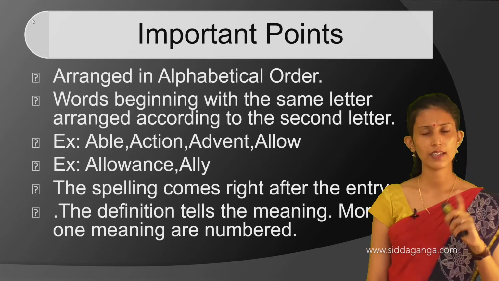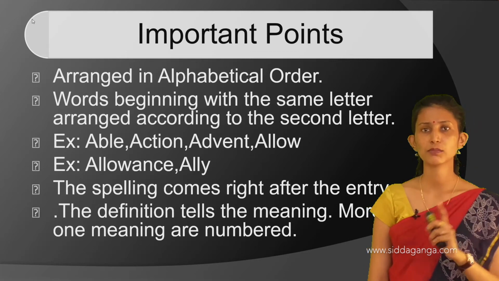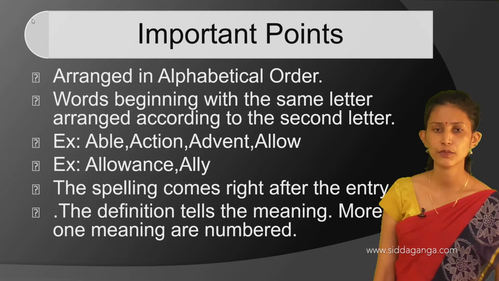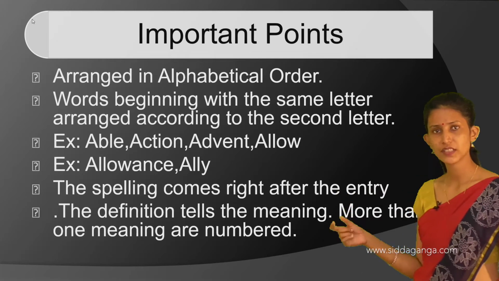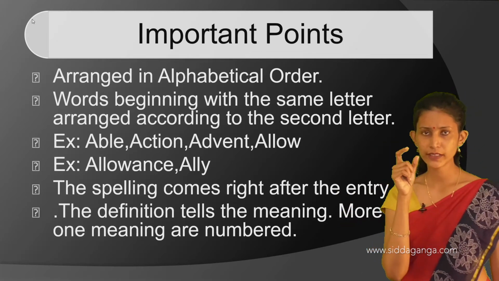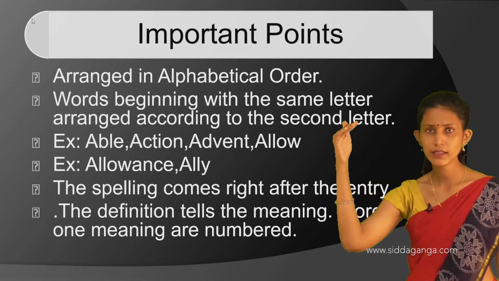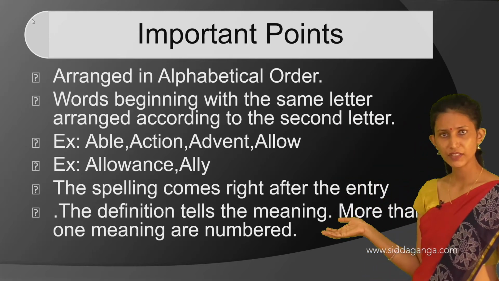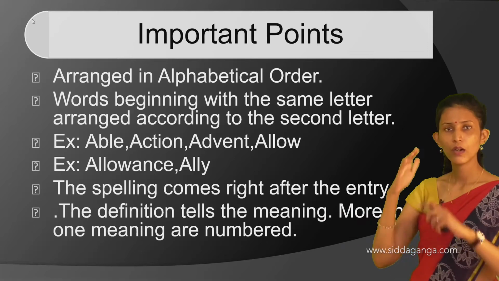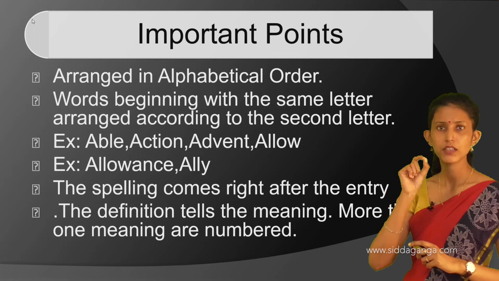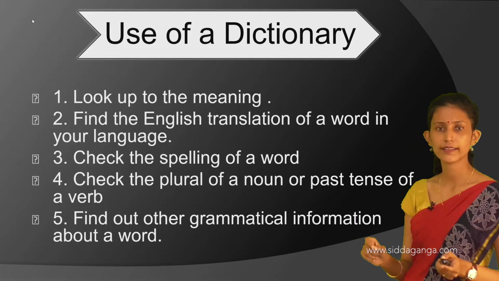Now this is again information that everyone knows, but we are just brushing up on certain things which will help you in future. Now the spelling comes right after the entry of the word. Now the word allow is there and then the spelling will come and then the pronunciation. The definition tells you the meaning. Then if there are more than 1 or 2 meanings, the meanings are numbered 1, 2 and 3, like that.